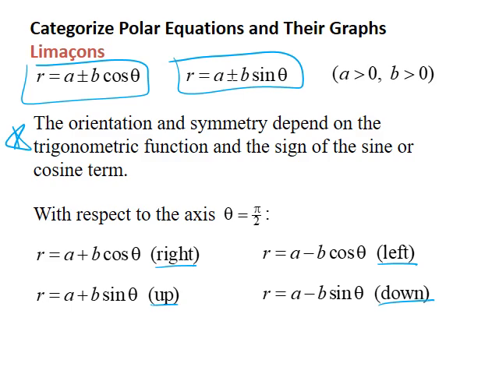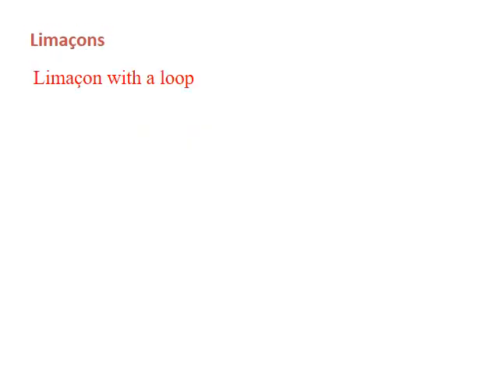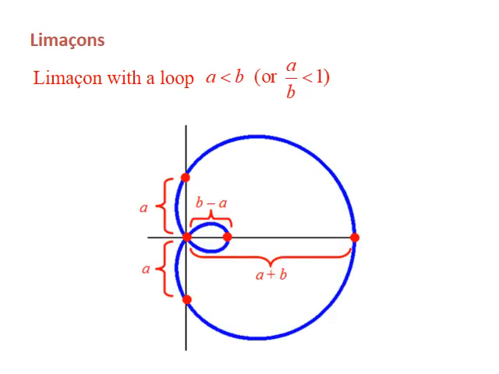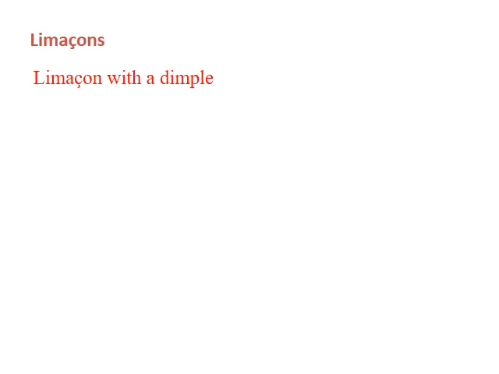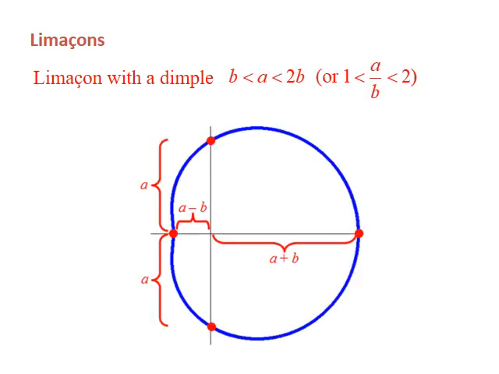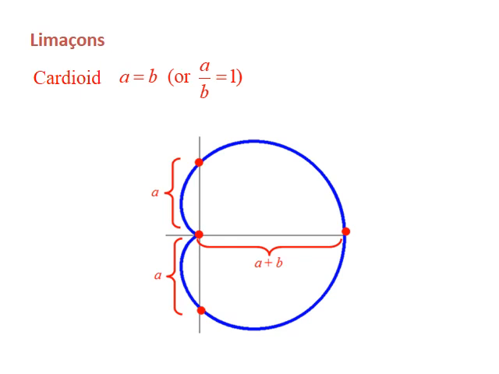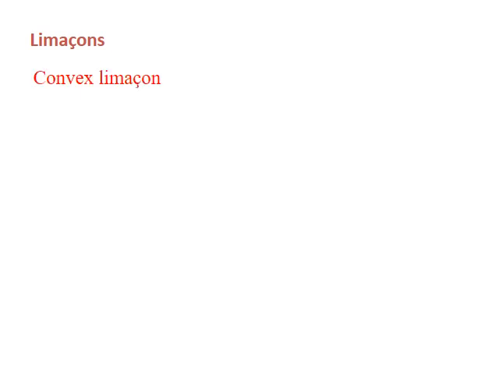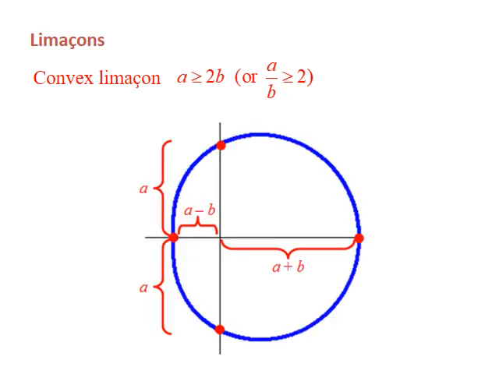And here's what a limacon looks like. It will look like this, where it will have this little loop in the middle, or it will have a dimple, which is just adorable. Just a little bit of an indentation there. A limacon can also be categorized as a cardioid, which is a heart shape. And then finally, it could also be convex, so it will look something like this.